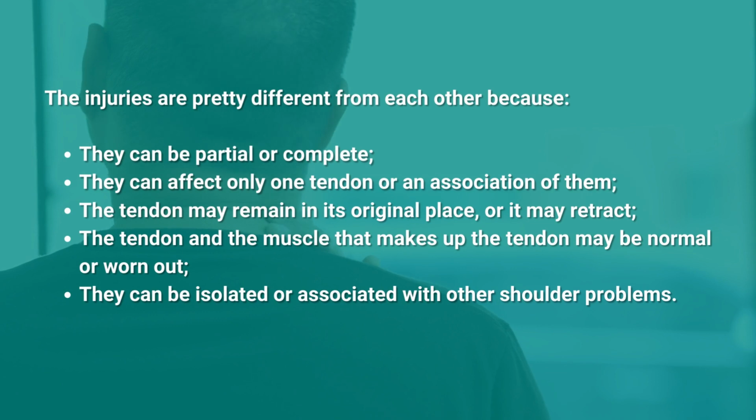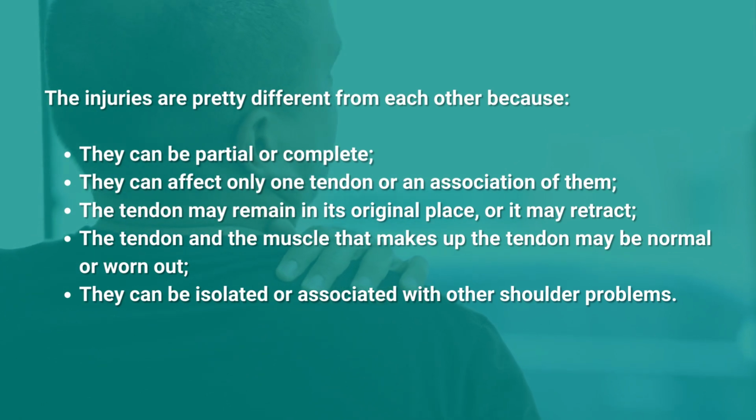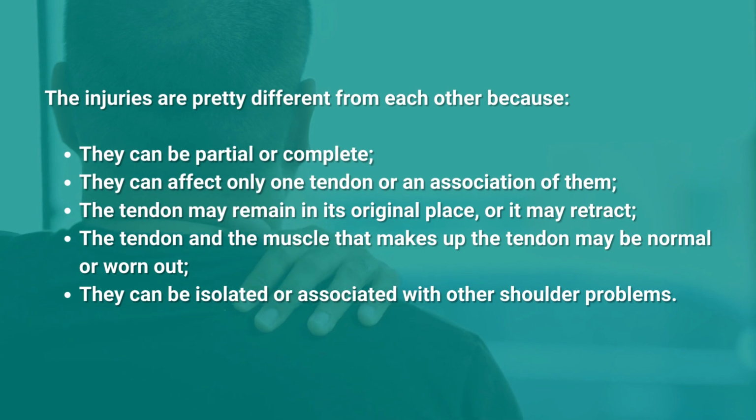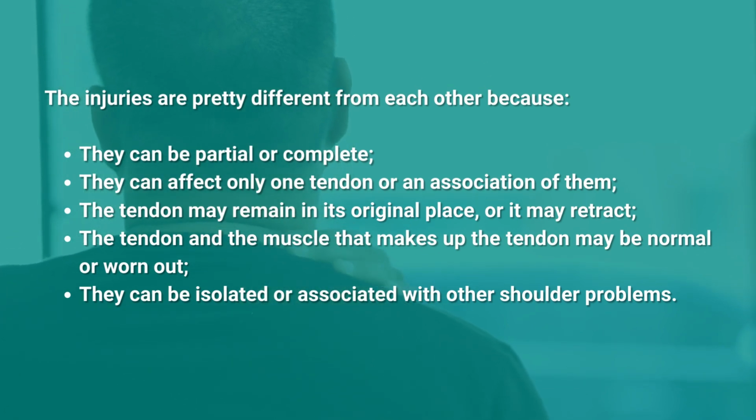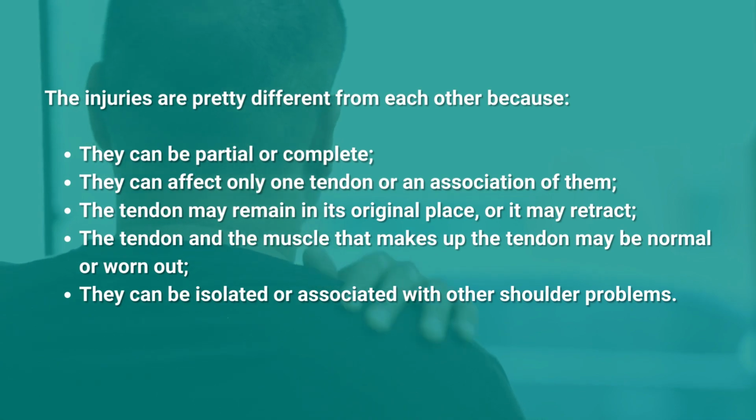The injuries are pretty different from each other because they can be partial or complete. They can affect only one tendon or an association of them. The tendon may remain in its original place, or it may retract. The tendon and the muscle that makes up the tendon may be normal or worn out. They can be isolated or associated with other shoulder problems.